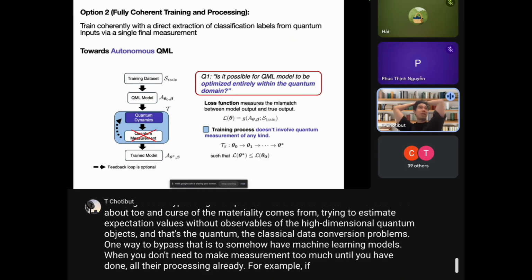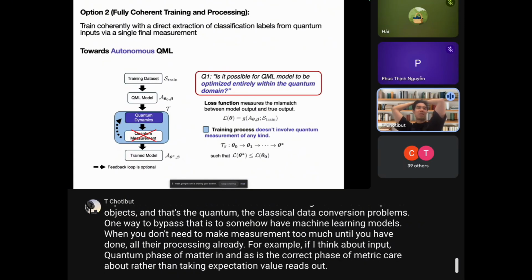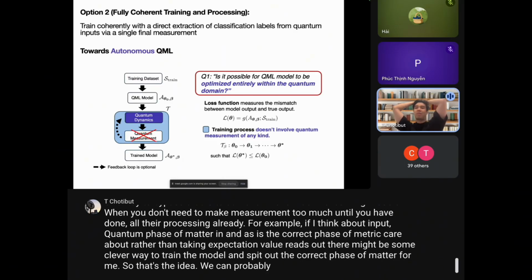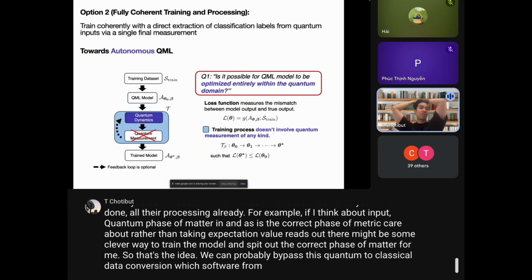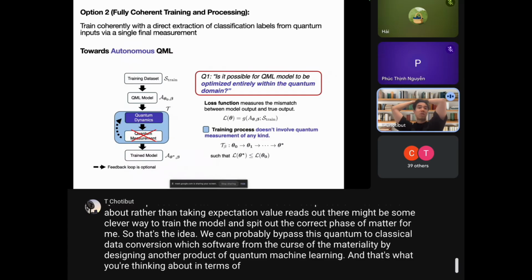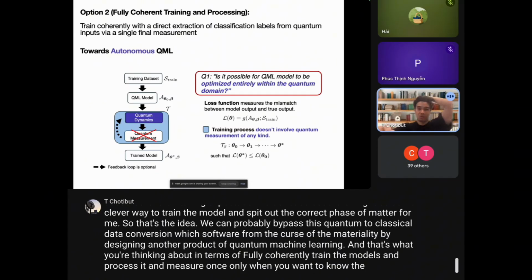For example, if I think about an input quantum phase of matter and ask, is this the correct phase of matter I care about? Rather than taking expectation value readouts, there might be some clever way to train the model and spit out the correct phase of matter. So that's the idea. You can probably bypass this quantum-to-classical data conversion, which suffers from the curse of dimensionality, by designing another paradigm of quantum machine learning, and that's what we have been thinking about: fully coherently train the models and process, and measure once only when you want to know the answer.